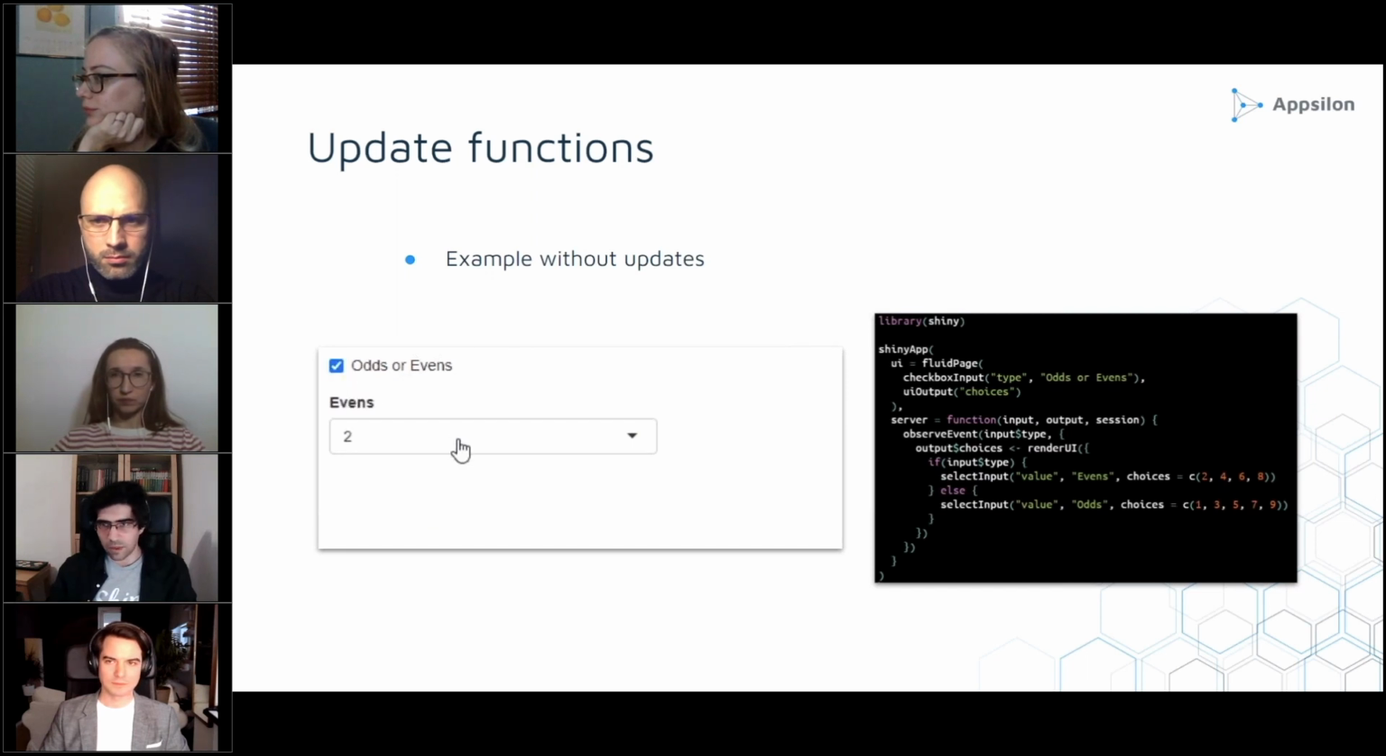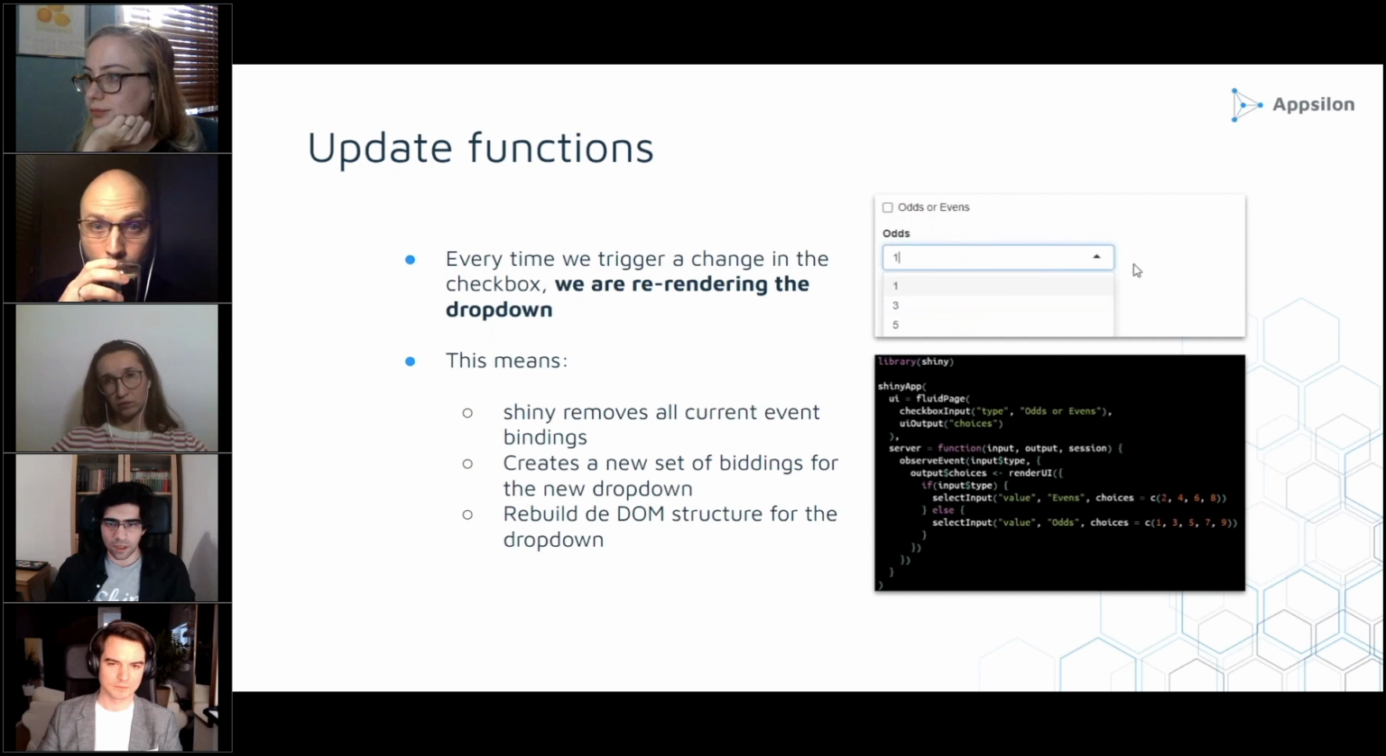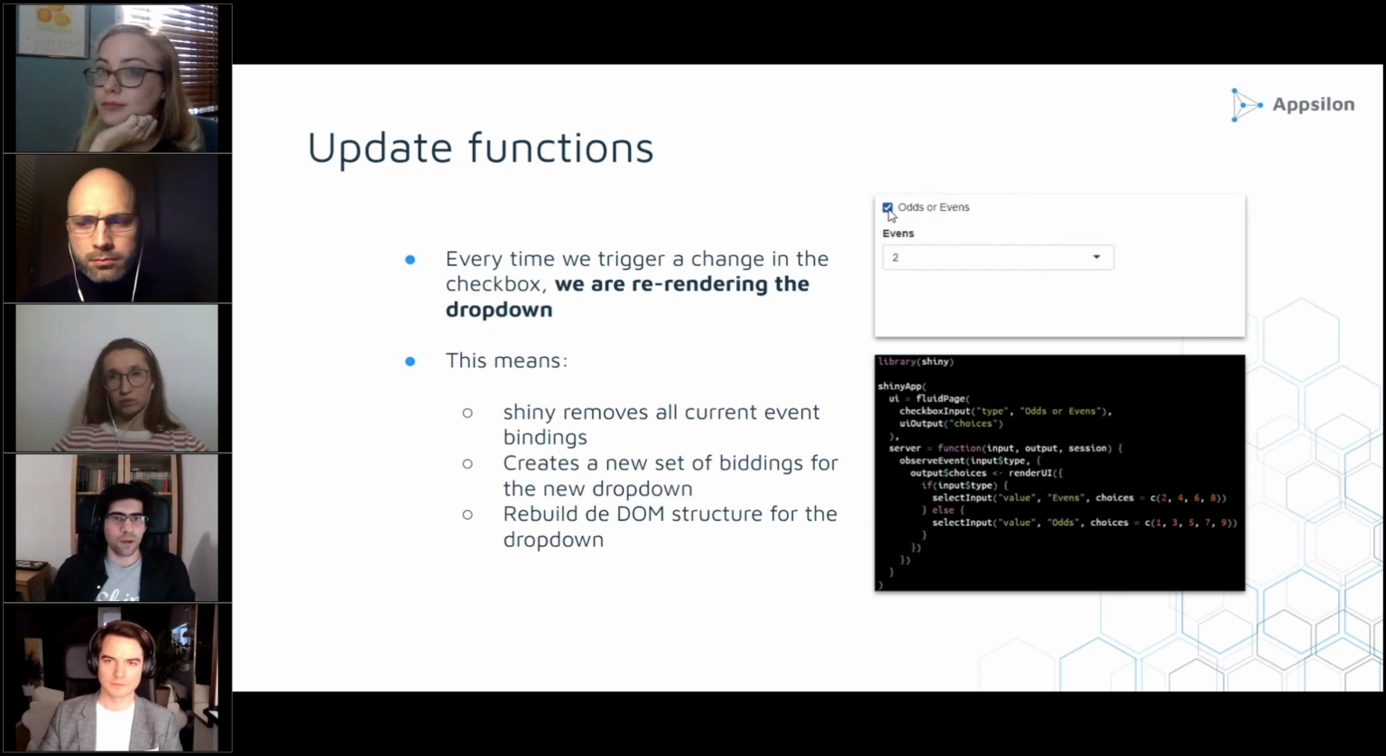However, you can see that we're not really using any update functions. What do I mean by that? Every time we trigger a change with the checkbox, we're actually re-rendering the dropdown. Because we're using a UI output and filling it in with our dropdown, whenever this output changes, Shiny removes all the bindings that it created in the background. It creates a new set of bindings for a new dropdown. It does have the same ID, but it's a completely new dropdown and has to rebuild the whole structure. So we can probably do better here.